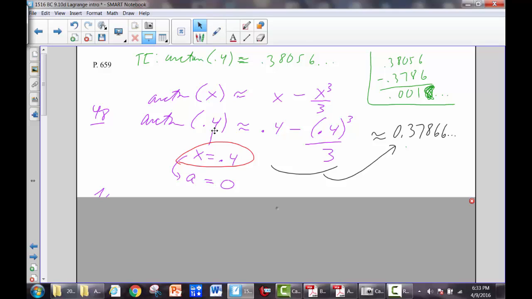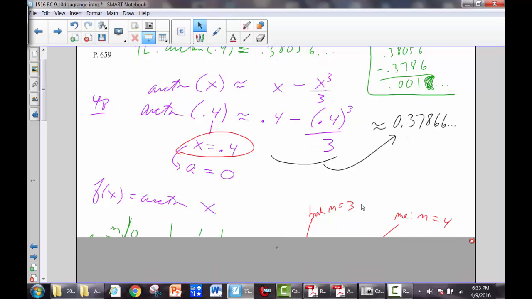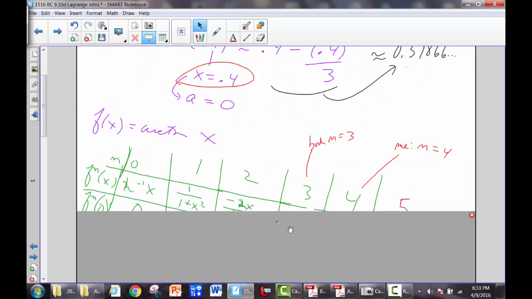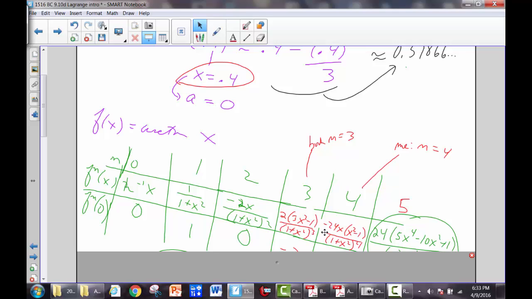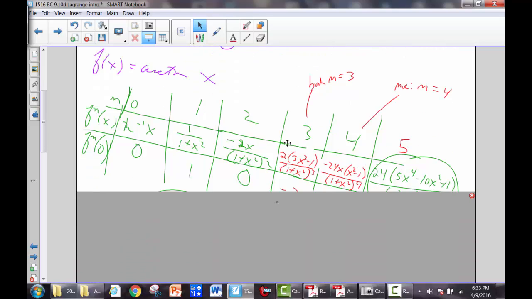So if I replace the x by 0.4, this x cubed over 3 becomes 0.4 cubed over 3. So the approximation I get is 0.37866. Now, if I find the arctan with the table, because I'm going to need the table, what happens is the arctan of 0 is 0.